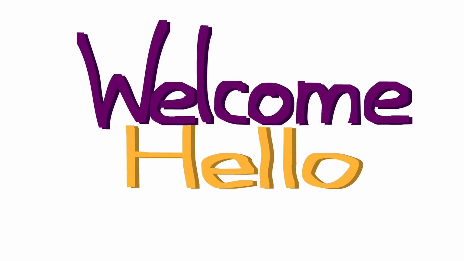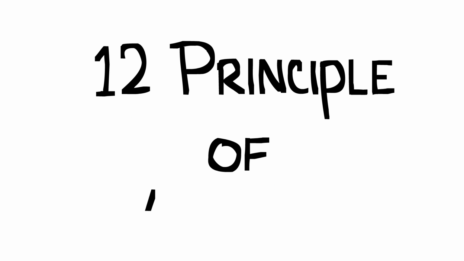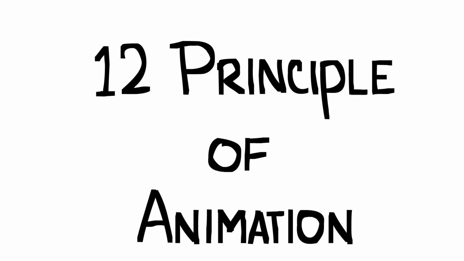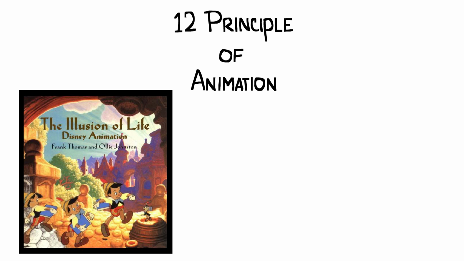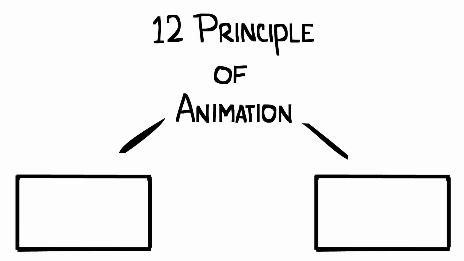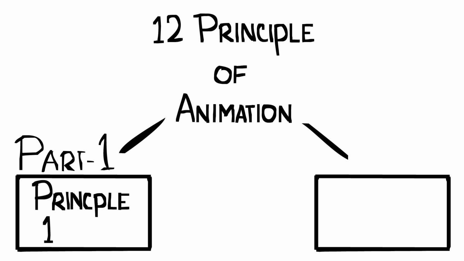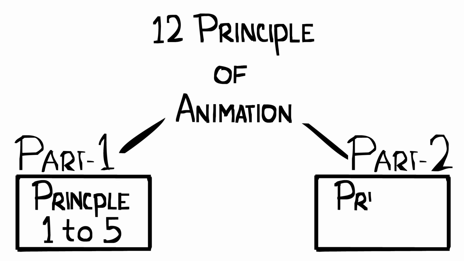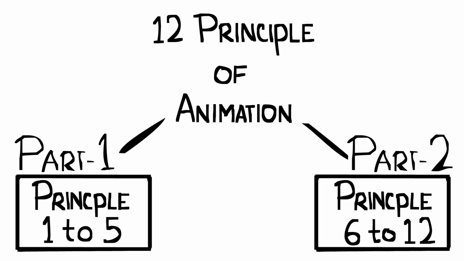Today's video is very important because it's all about the 12 principles of animation. These 12 principles were invented by Frank Thomas and Ollie Johnston. You can find their book, The Illusion of Life. I will give a link in the description. You can check this book. It is not a short video, so I divided it into two parts. Today I will talk about part 1, where I explain 5 principles, and in the next video I will explain the rest of them. So watch this video till the end and wait for the second part.